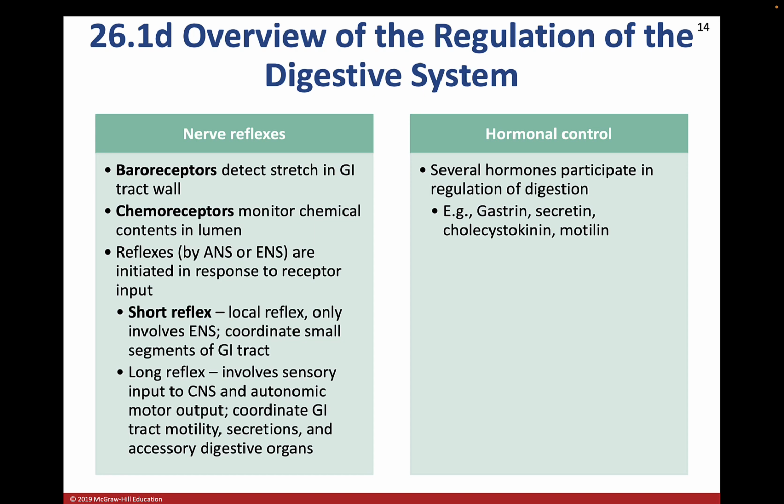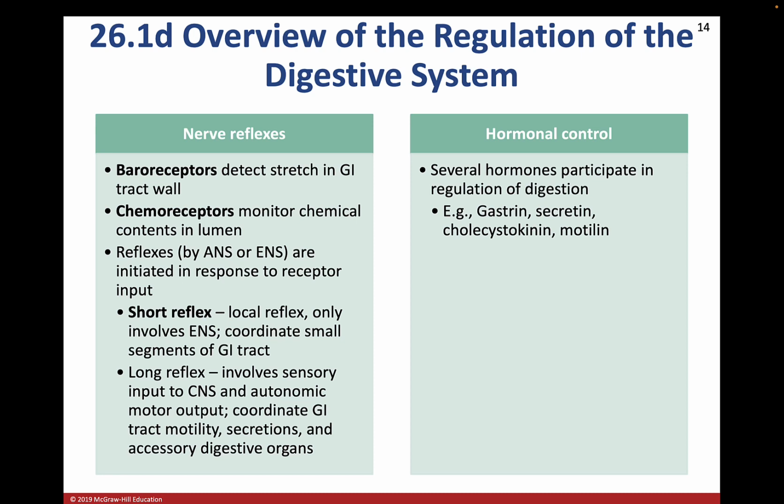Now, when we talk about baroreceptors, they're going to be detecting stretch within the tract of the GI wall, and that's important because when there is something in the tube, it's going to stretch, and it makes sense that this will activate these stretch receptors. There also are chemoreceptors, and their role is to actually monitor the different chemical contents that we find within the lumen.